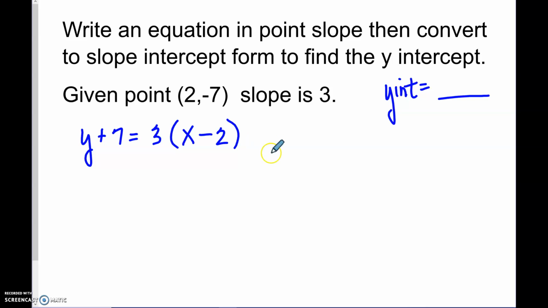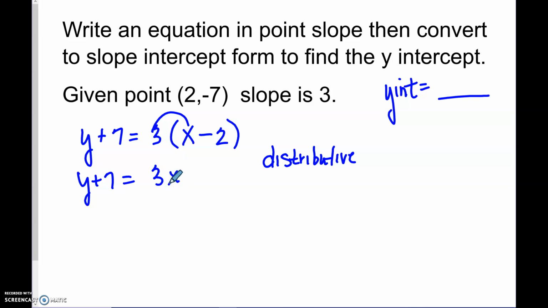Now we're going to do what we were just practicing, and we're going to do the distributive property. Okay, so we're going to get y plus 7. Now distribute. 3 times x is 3x. And then what number are we going to write at the end?